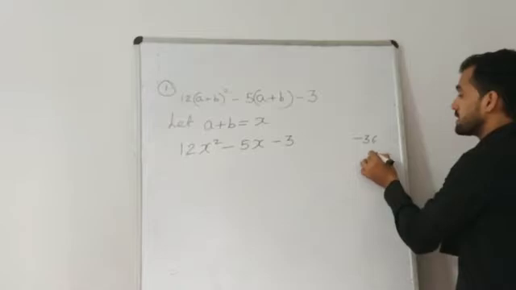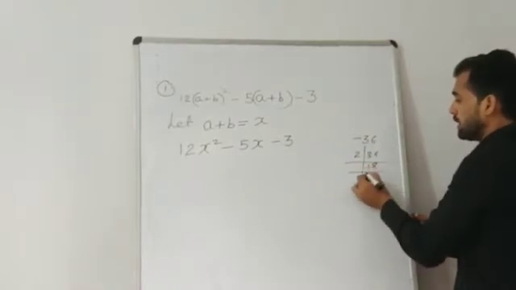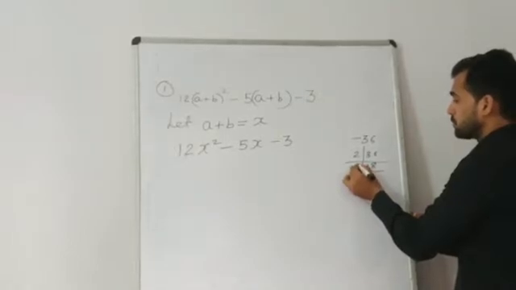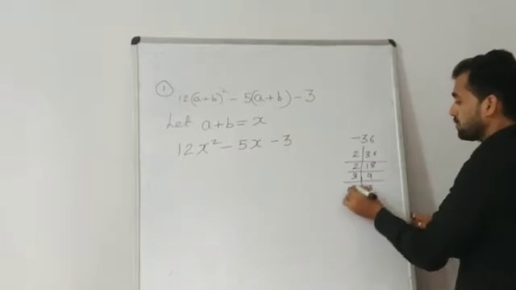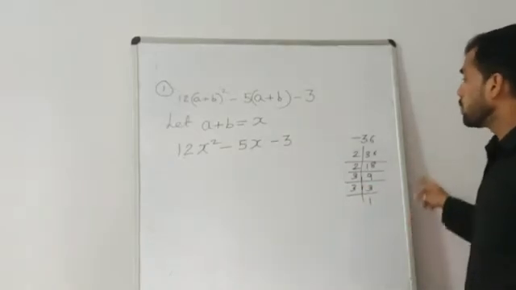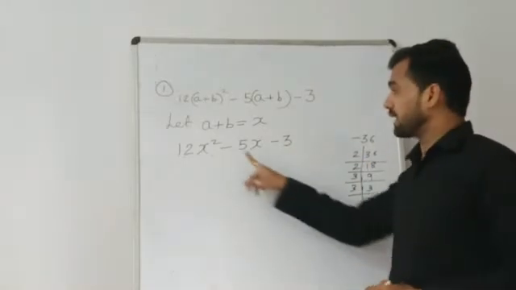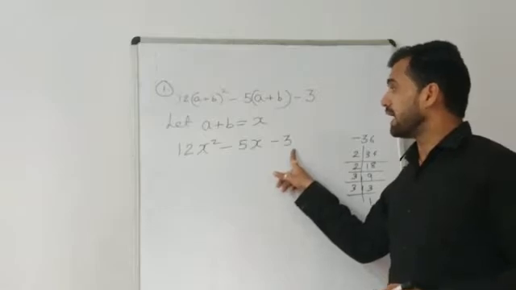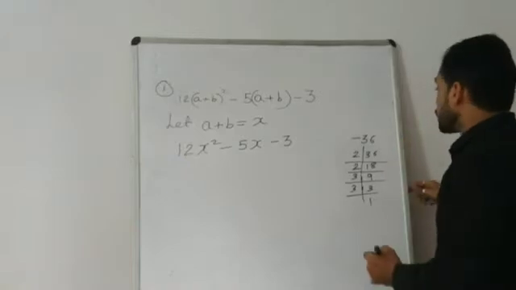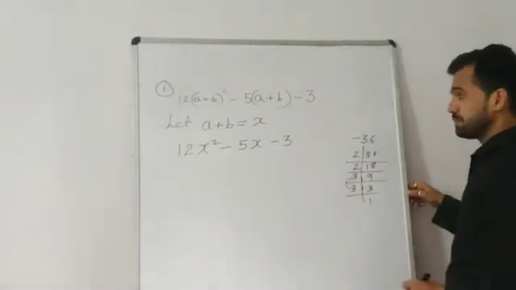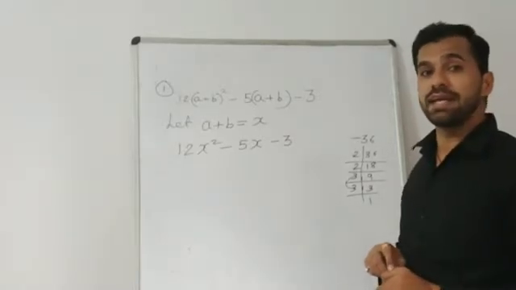So the factors of 36 will be 2, 18, 2, 9, 3, 3 and 3. Arrange these factors in such a way that as a product we get minus 36 and as an addition or subtraction we get minus 5. Okay, so see, 9 fours are 36 and 9 minus 4 gives us 5.